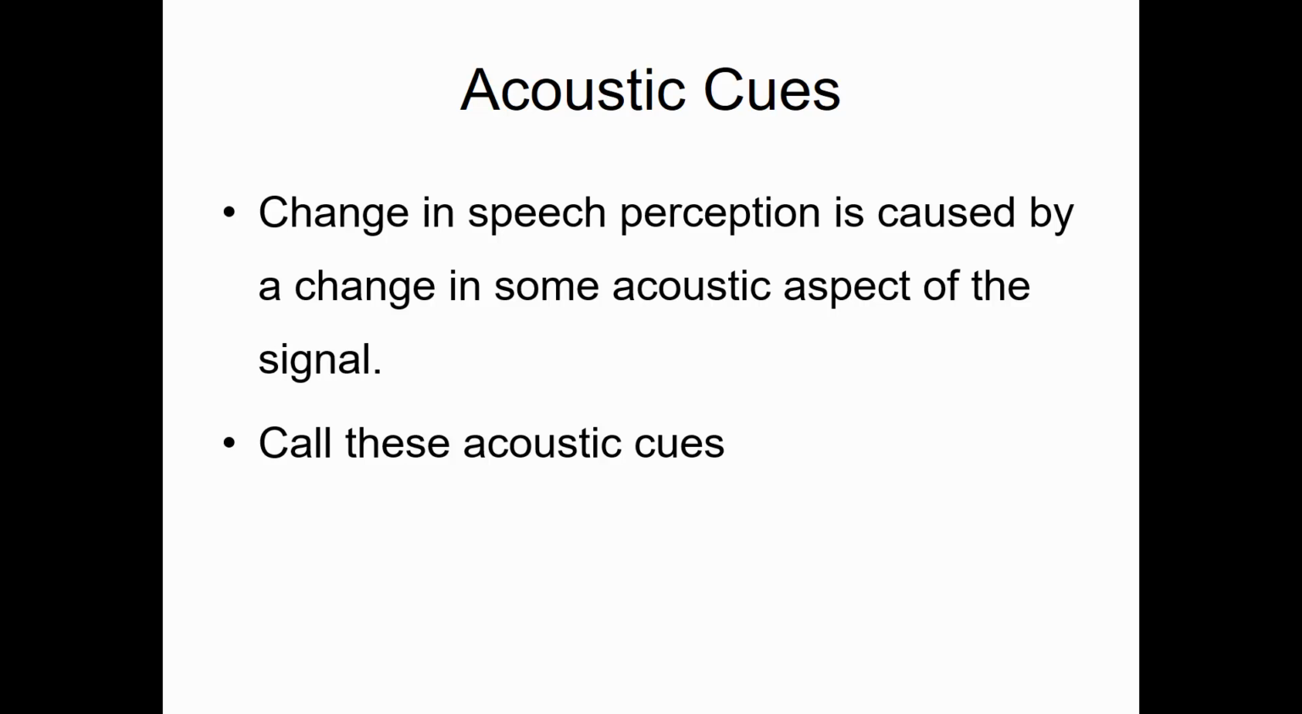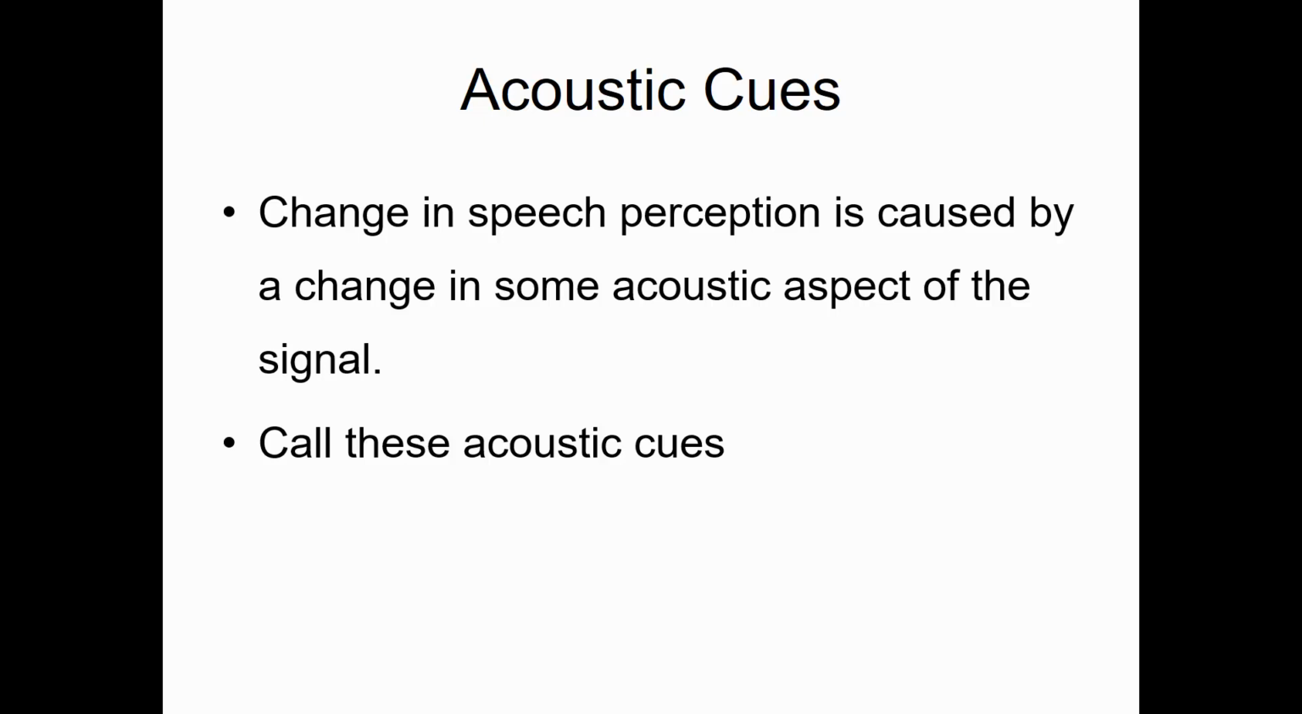Now, what we would call this then is an acoustic cue. We would say that the shape of the burst spectrum is a cue to the difference between pa and ka, a cue to the place of articulation of voiceless stops. So we say something is an acoustic cue when changing it changes perception.